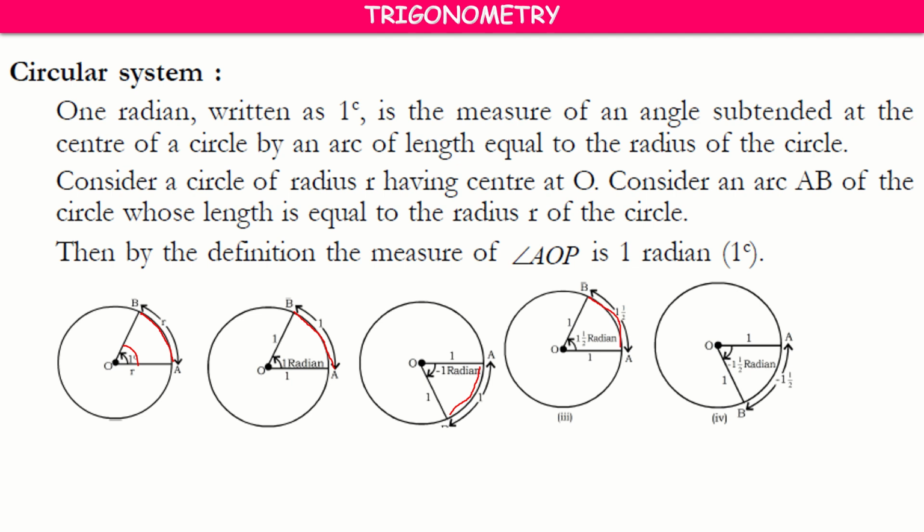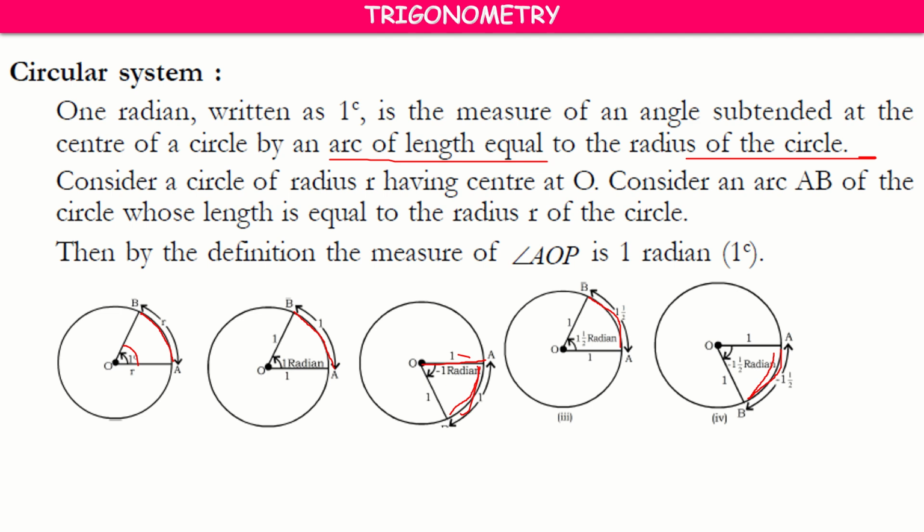Are you following? Every part of a circle is called an arc. So this is nothing but arc length. So arc length is equal to what? The arc length is equal to the radius of the circle. If the arc length is equal to the radius of the circle, we say it is one radian.